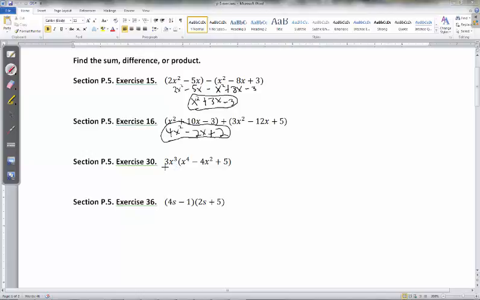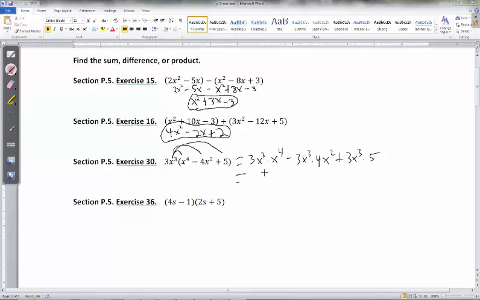Here I'm taking a monomial times a trinomial. A single-term polynomial times a three-term polynomial. And all we got to do here, you might have already guessed, is just distribute through. So I'll write the intermediate steps here, but you don't have to when you're doing your own work. 3x cubed times x to the fourth minus 3x cubed times 4x squared plus 3x cubed times 5.